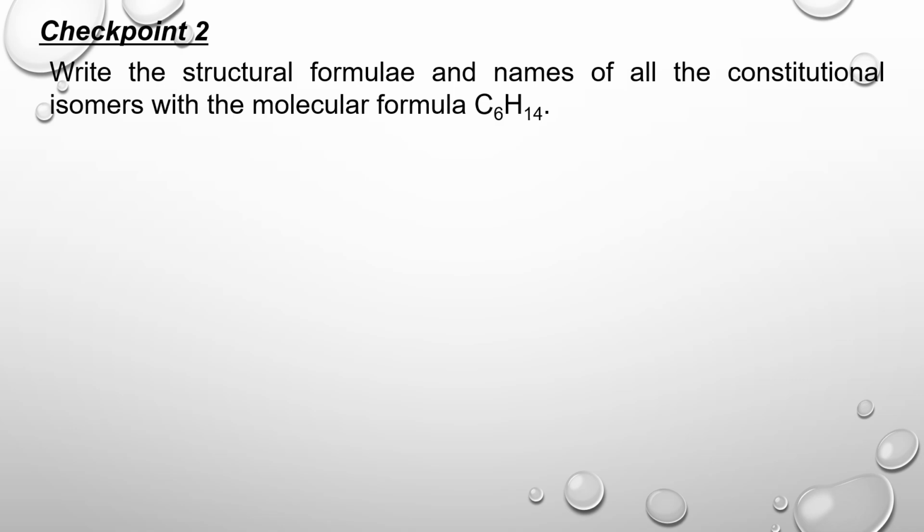You will now write the structural formula and names of all the constitutional isomers with the same molecular formula, C6H14. Now, since the question asks for structural formula, you have a choice of using skeletal formula, condensed formula, or displayed formula in your answer. My personal preference is to draw using a skeletal formula as it is faster and easier to check for repetition. Now please pause the video now to try this checkpoint.